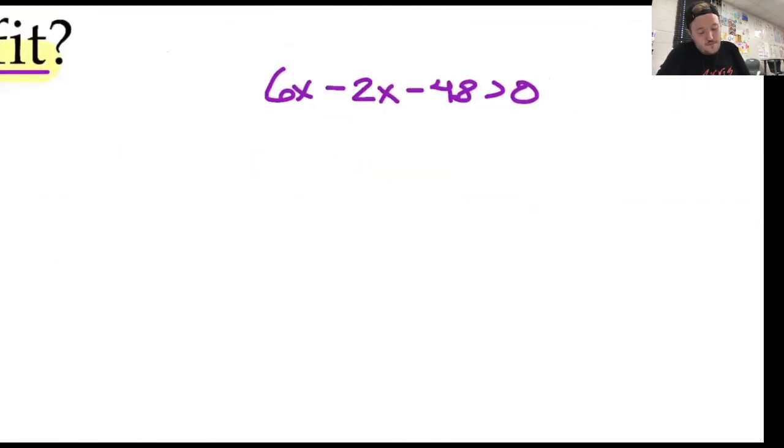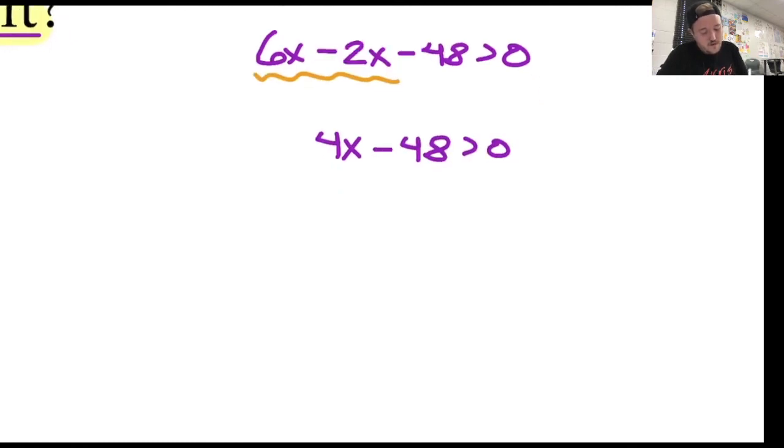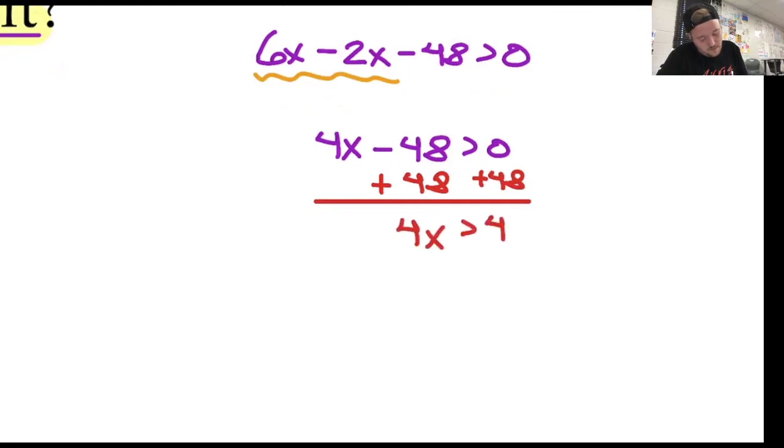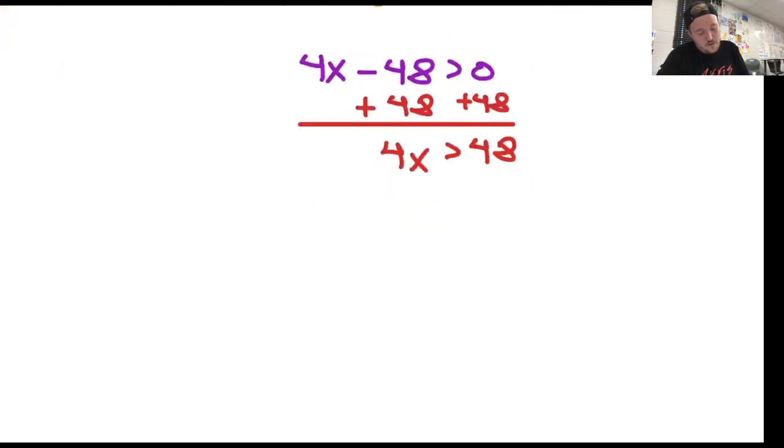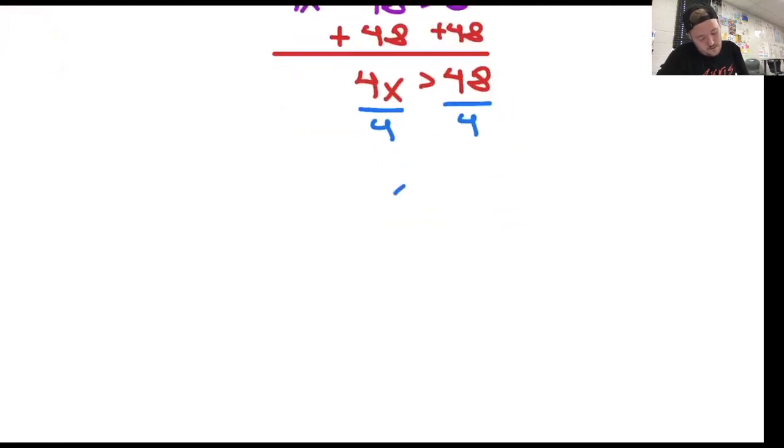All right, so I'm going to combine like terms. So 6x minus 2x, which gives you 4x, minus 48, greater than 0. So I'm going to add 48. So you have 4x greater than 48. Now you want to divide by 4. So x greater than 12.